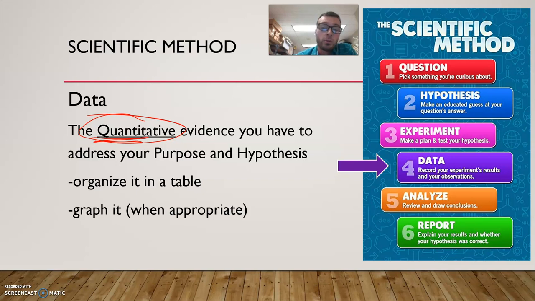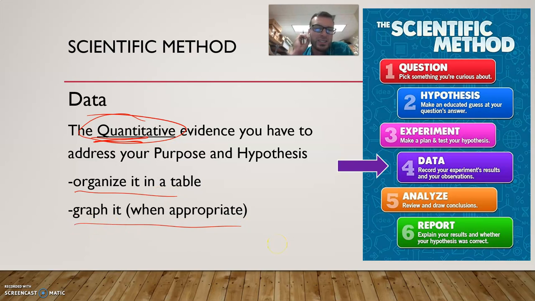So quantitative data is the numbers that we're going to get as a result of doing our experiment. So in our example that we're looking at, our quantitative data would be the degrees of the angle of the ramp and the speed of the cars. There would be 2 sets of numbers that have a quantity, and that is what this would look like as far as quantitative evidence. We're going to organize it in a table, and we're going to graph it when appropriate.